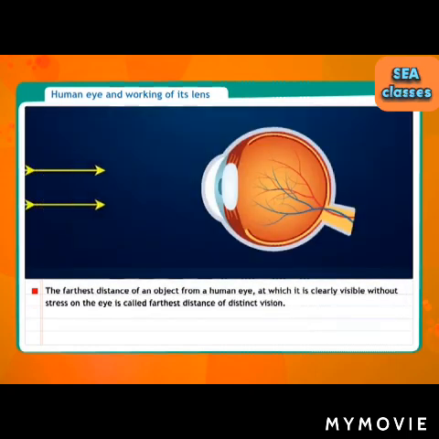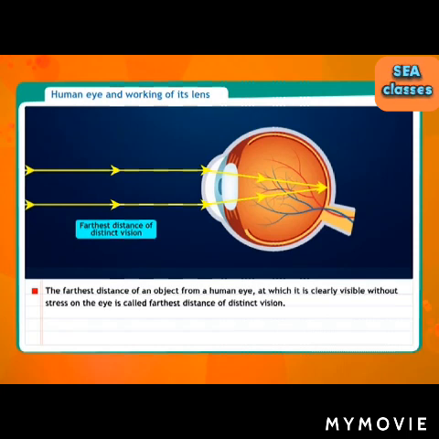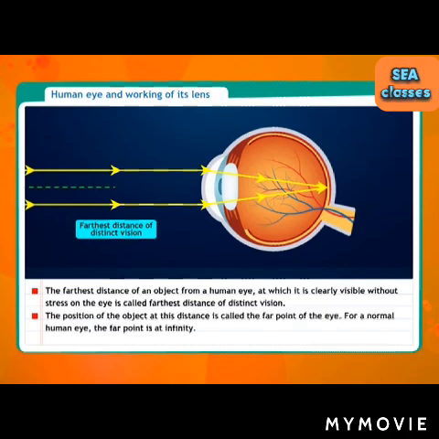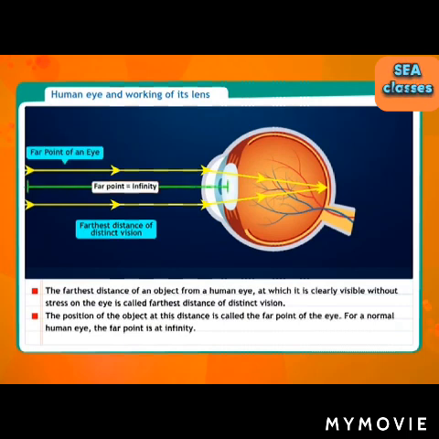The farthest distance of an object from a human eye at which it is clearly visible without stress on the eye is called the farthest distance of distinct vision. The position of the object at this distance is called the far point of the eye. For a normal human eye, the far point is at infinity.